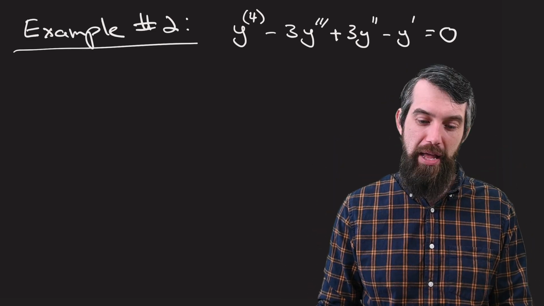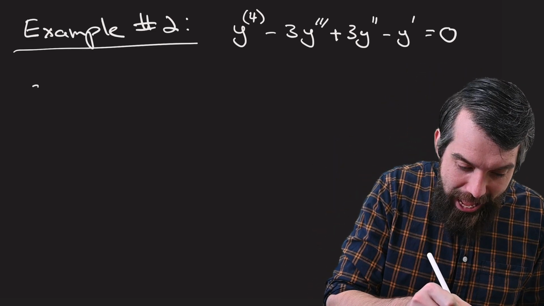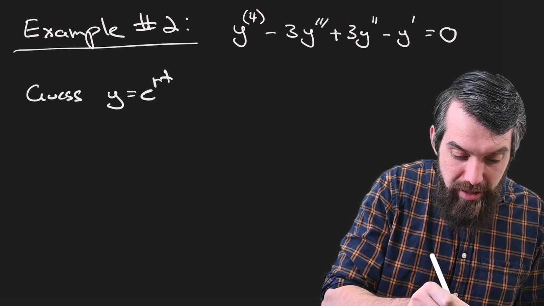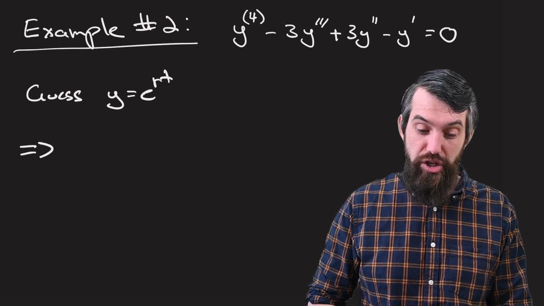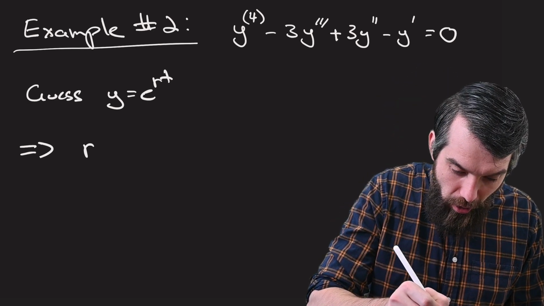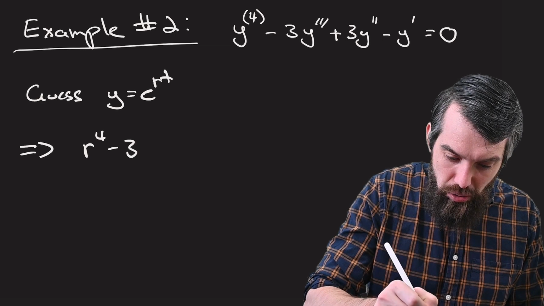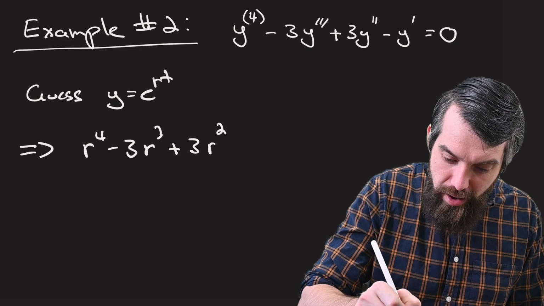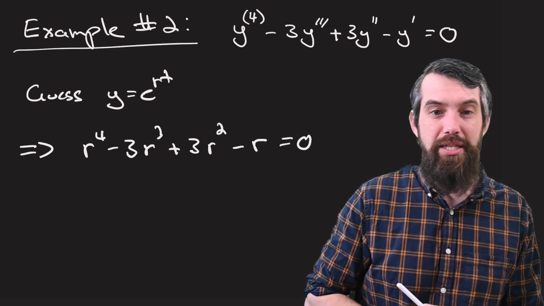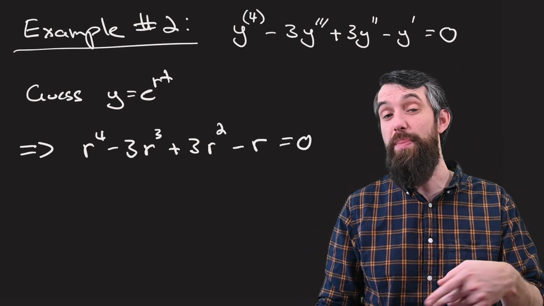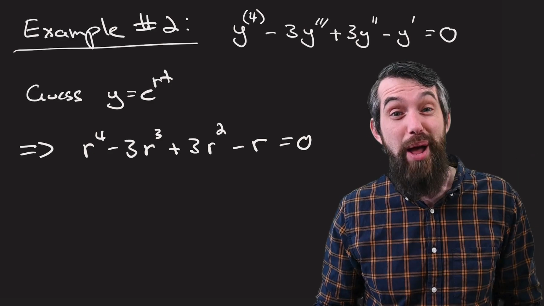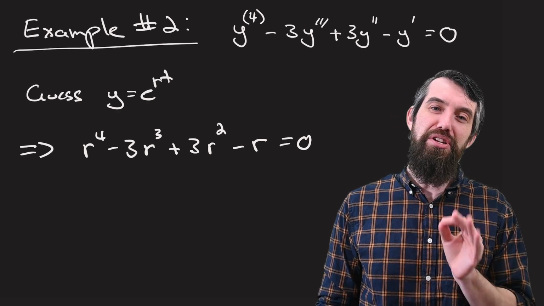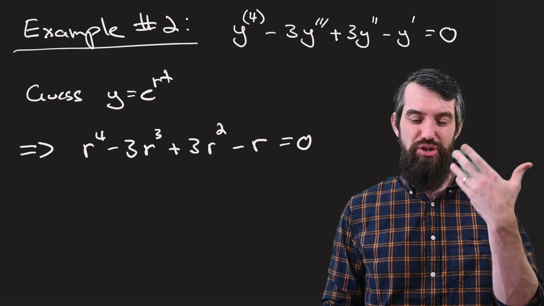Okay, a big mouthful. So we'll come up with our guess, as we always do for constant coefficients, y equals e to the rt. This is going to give us our characteristic equation. Four derivatives gives an r to the fourth minus 3r cubed plus 3r squared minus r is equal to 0. All of these terms would be multiplied by e to the rt, but because they're all multiplied by e to the rt, I just cancel it. That's my characteristic equation.